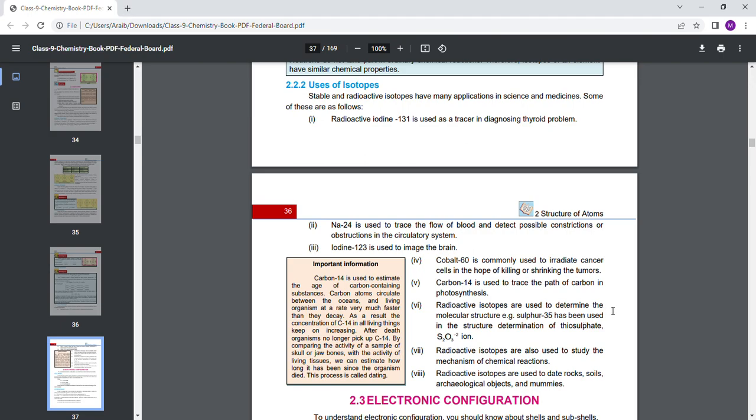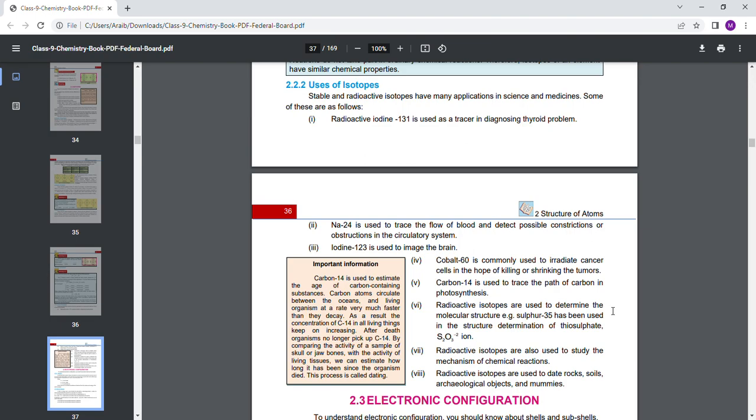Radioactive isotopes are used to determine molecular structure. For example, sulfur 35 has been used in the structure determination of the thiosulfate ion, S2O3 2-. Radioactive isotopes are used to study the mechanism of chemical reactions. Radioactive isotopes are also used to date rocks, soils, archaeological objects, and mummies.